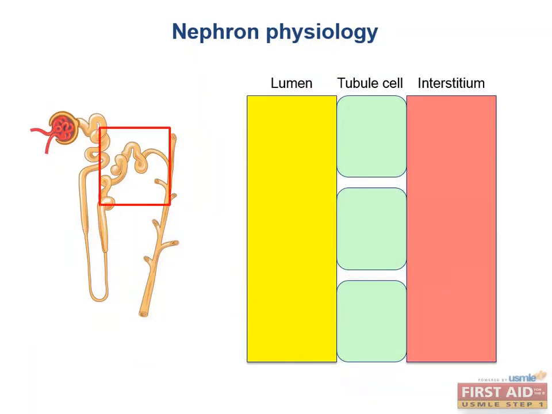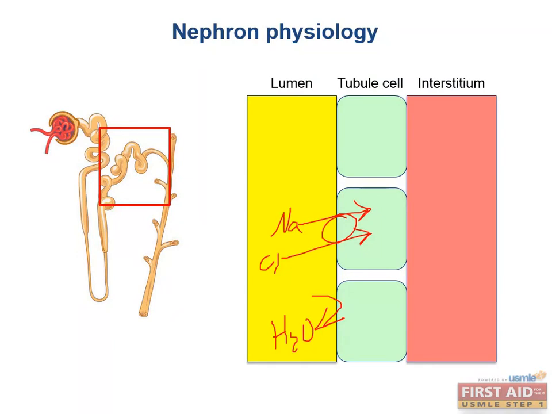The next segment is the distal tubule. In this segment, we have a special sodium chloride co-transporter that actively reabsorbs sodium and chloride without passive reabsorption of water. So what is this going to do to the tonicity of the filtrate? It's going to dilute the filtrate.